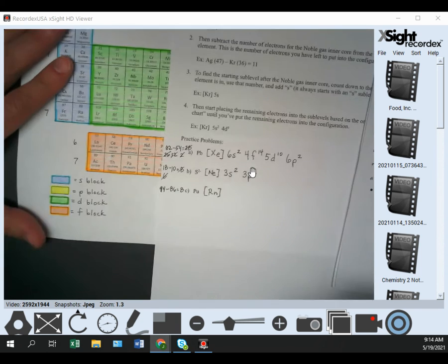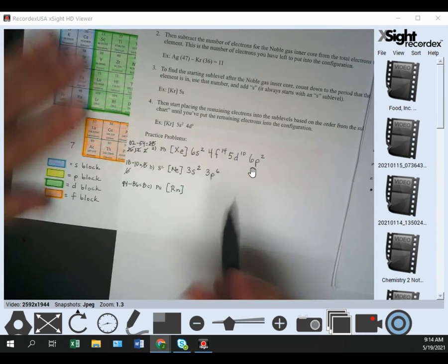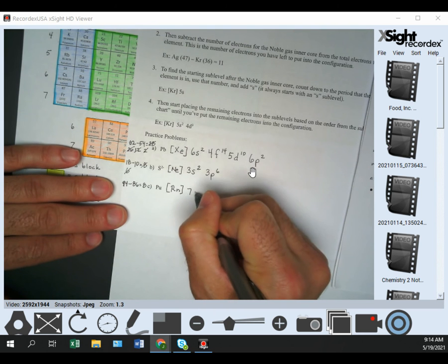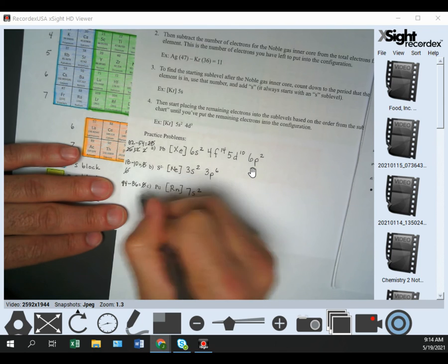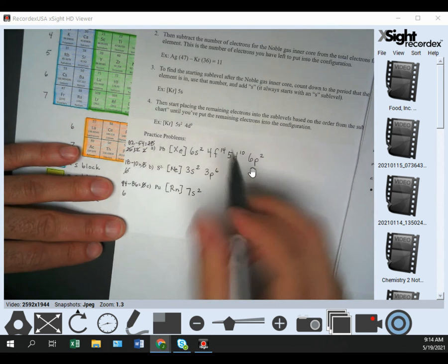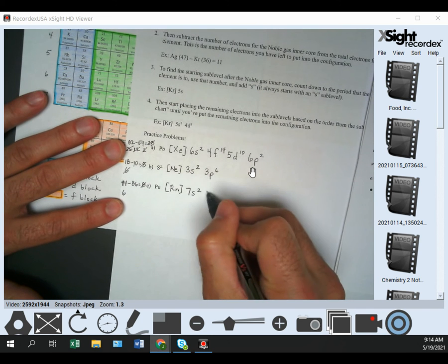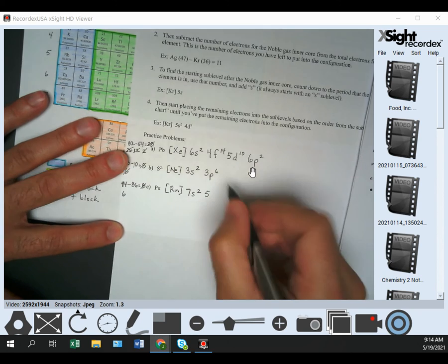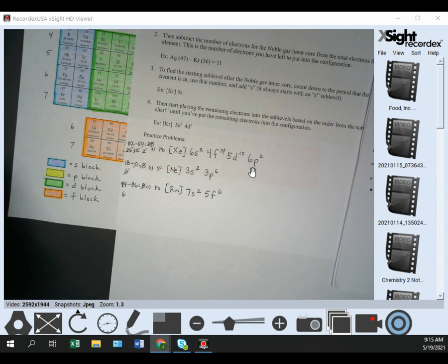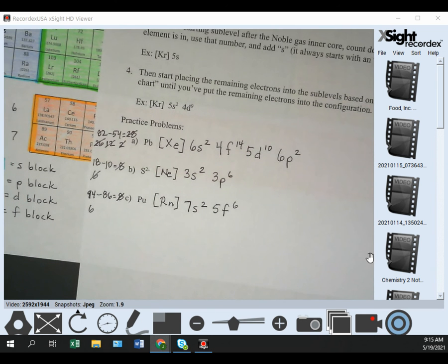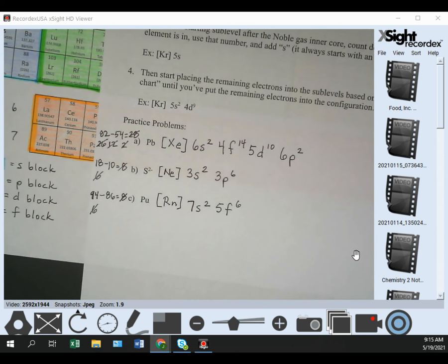Okay, Rn, or not Rn, I'm sorry, Pu is in what row? 7. So we start with 7s. 7s can hold 2, so we're down to 6. What comes after 7s? 5f. F's can hold 14, but we only have 6 left, correct? So we do 5f6, and we're done. How do we feel? Does it make sense? Any questions?